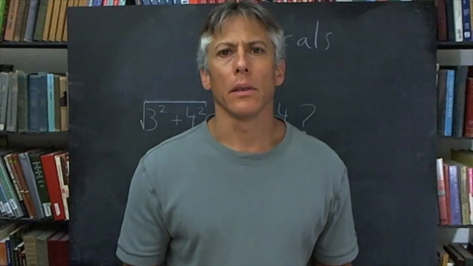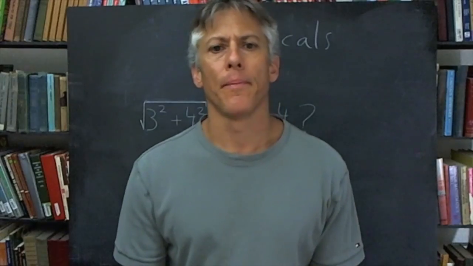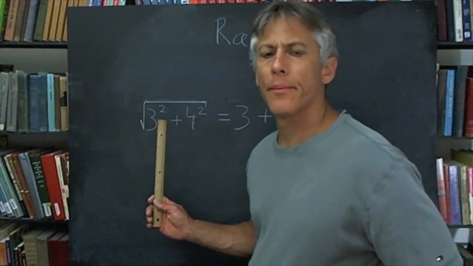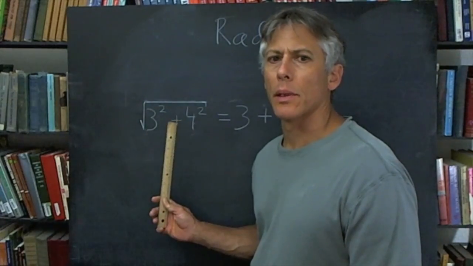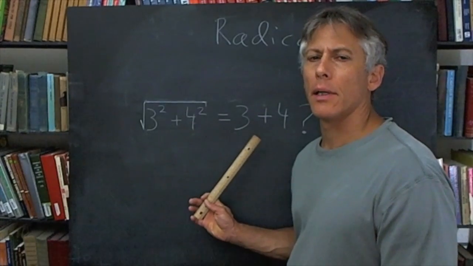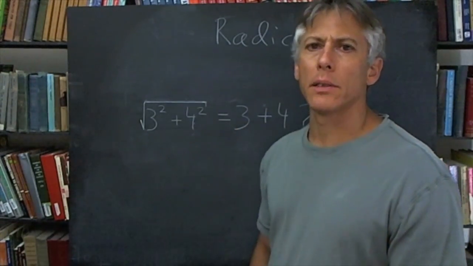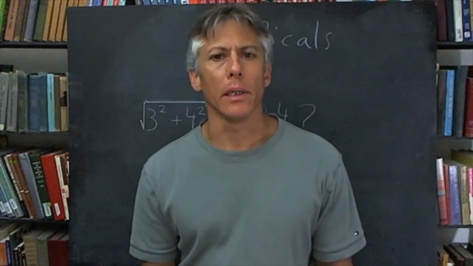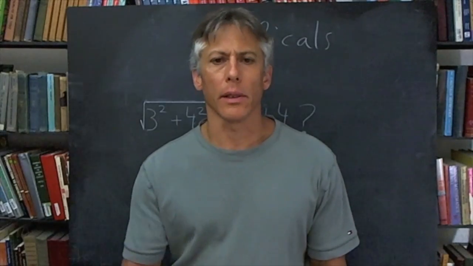I'd like to address a common mistake some people make with radicals. For example, if we have the square root of 3 squared plus 4 squared, a lot of people want to take the square root of each term individually and get 3 plus 4, which is 7. Now there's an easy way to see if that's right or not, and that's simply doing the math, doing your order of operations. So let's take a look at that.